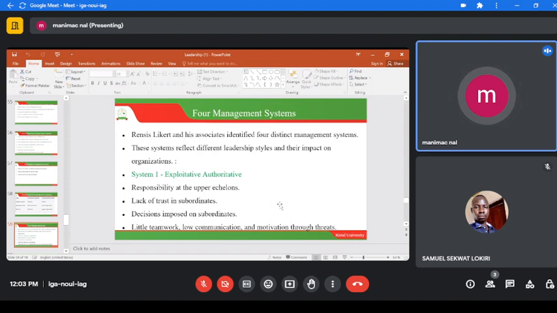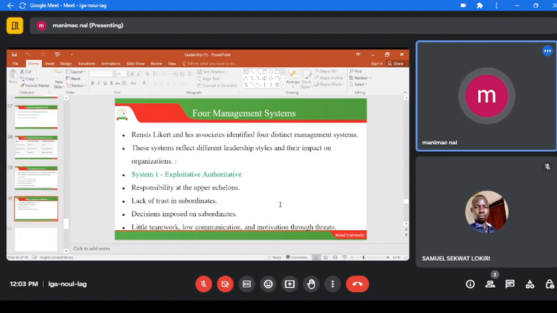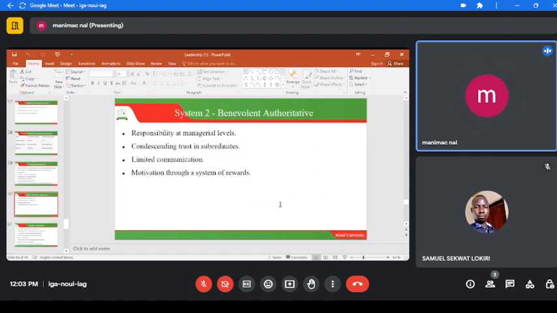System number one is exploitative authority, where certain people exploit their authority. Responsibility lies at the upper echelons, there is a lack of trust in subordinates, decisions are imposed on the subordinates, there is little teamwork, low communication, and motivation that threatens the employees while they are working. So people who abuse their authority face implications too.